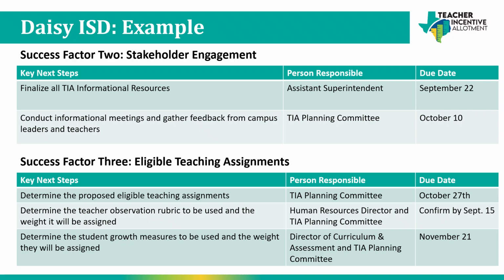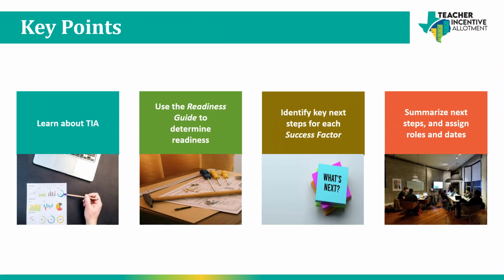This is just an example. You don't have to do it this way. These may not be the titles you use in your district for the people who do these roles. This is just a sample of how you can use that readiness guide to really hone in on the next step, who's responsible, and by when, so that you can have your system built on time, a robust, successful system with buy-in from your stakeholders and ready to go and be submitted by April 15th of 2026.